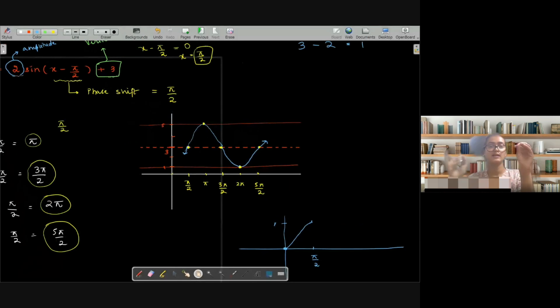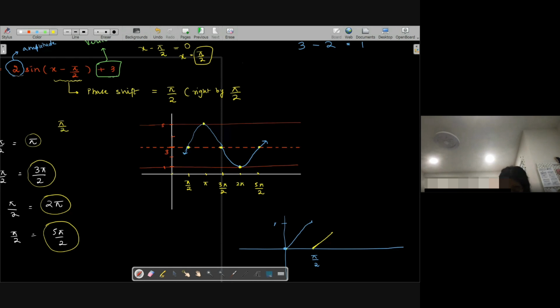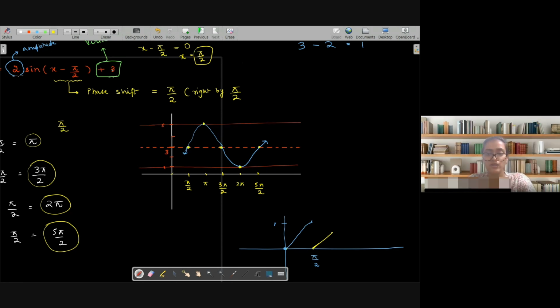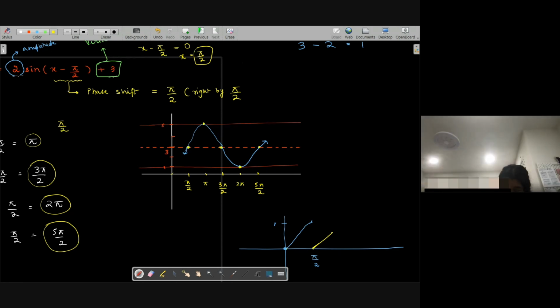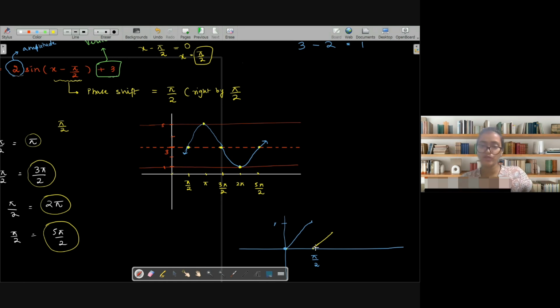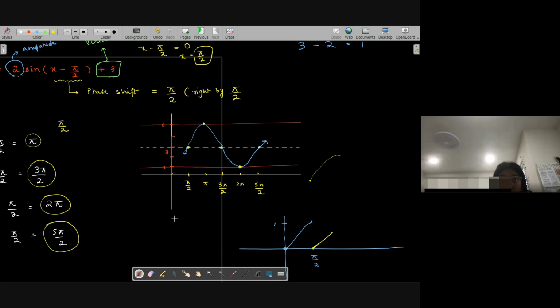Phase shift means this is a transformation that shifts the graph right. This means that you have to shift the graph right by pi by 2 units. That's why instead of starting from 0, we have to start from pi by 2, like this. And because of this +3, which is the vertical shift, we have to shift the entire graph up by 3 units. So instead of starting at this point, we will start at wherever is 3.